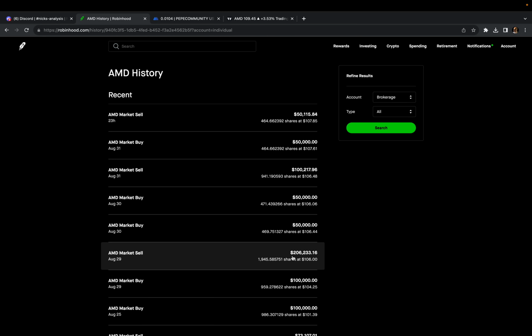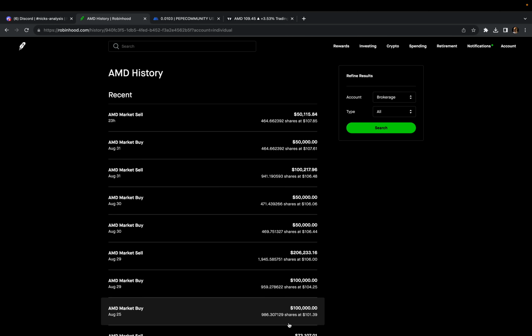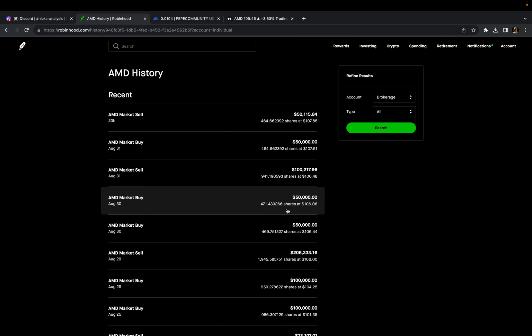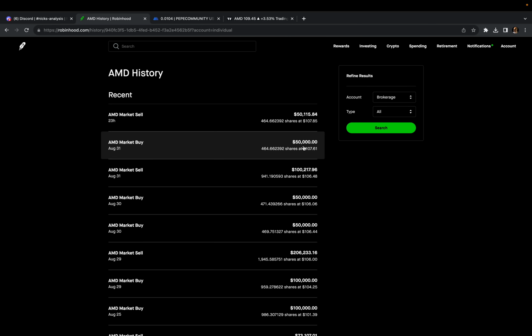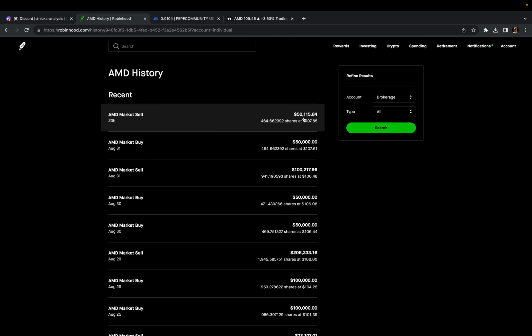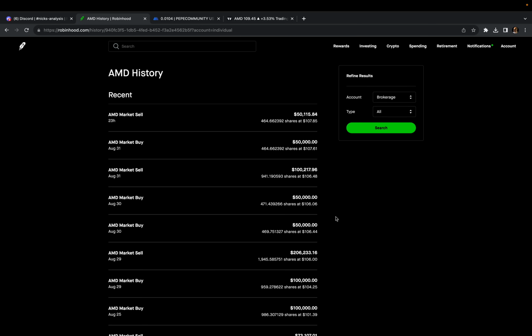And then you can see I got into two more AMD trades throughout the rest of the week, which was a market buy here, $100,000 on the 30th. I sold the next day at pretty much break even. And then another market buy here, $50,000. And I sold the next day pretty much at break even. So tiny profits, pretty much break even trades.